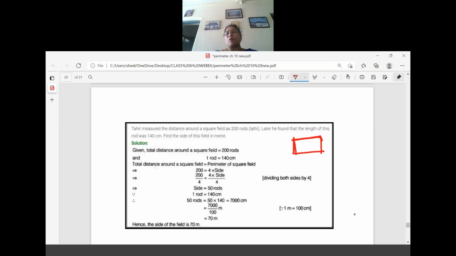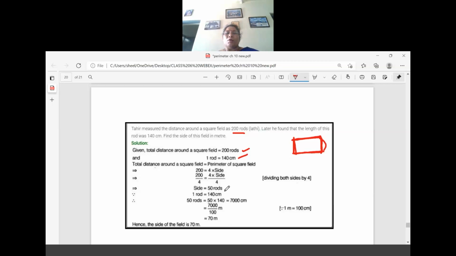So around the field means what is it? It is equal to perimeter only, right? Total distance is equal to 200 rods he calculated, right? So one rod is equal to 140. So perimeter is equal to 200 rods only. So 200 by 4, it is equal to how many rods? 50 rods. Otherwise 200 into 140 divided by 4 also we can do.